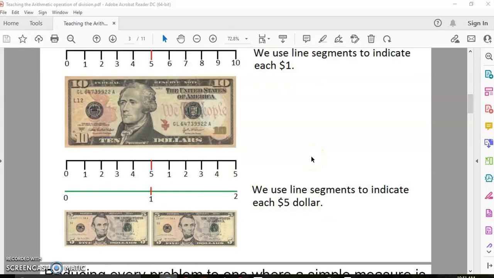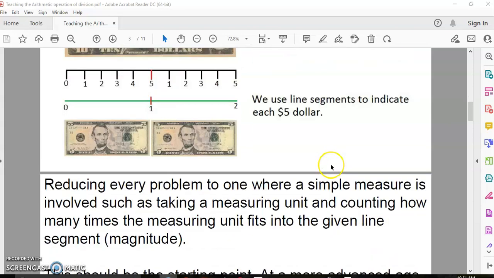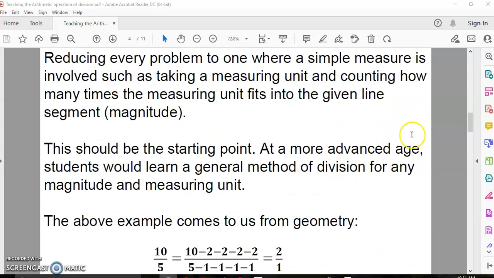that's really how we do all arithmetic. All our arithmetic comes to us from geometry and the way we perform the arithmetic using line segments and ratios of line segments. So reducing every problem to one where a simple measure is involved, such as taking a measuring unit and counting how many times the measuring unit fits into the given line segment or the magnitude, is the way we ought to do it.